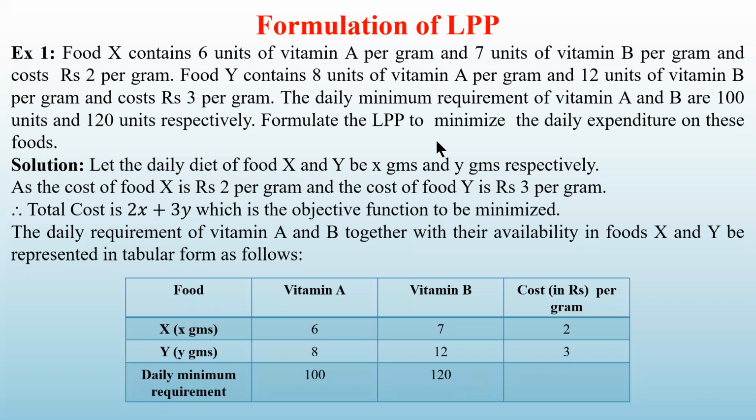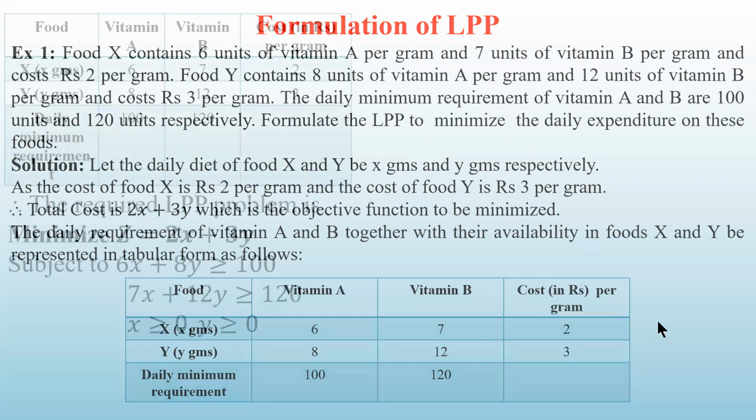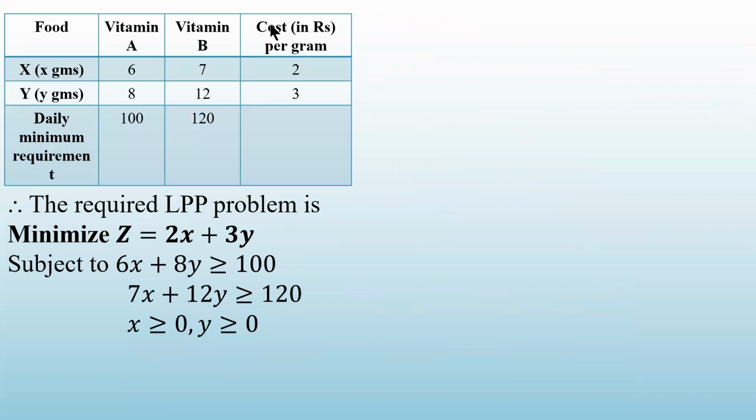So I have to formulate the linear programming problem to minimize the daily cost, or daily expenses, of food X and Y. Suppose the person takes X grams of food X and Y grams of food Y. The same table I have copied here. Now look at here. What is the cost per gram of food X? It is 2 rupees. Correct.